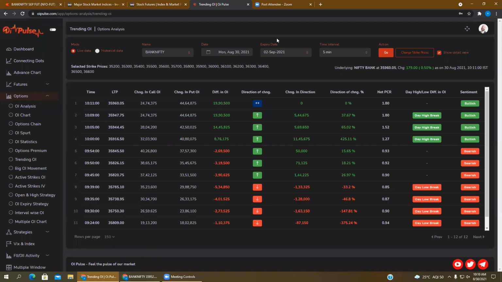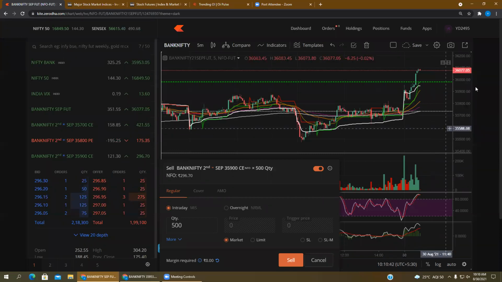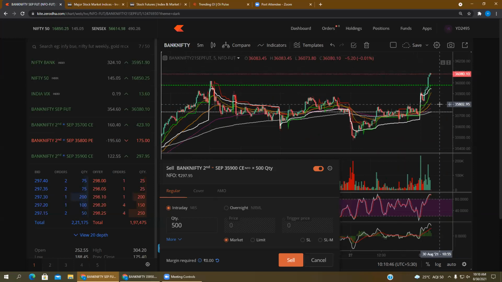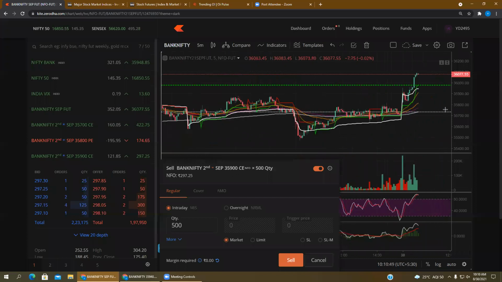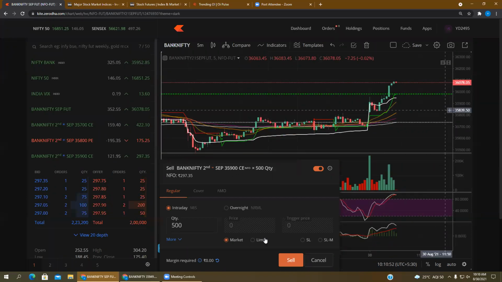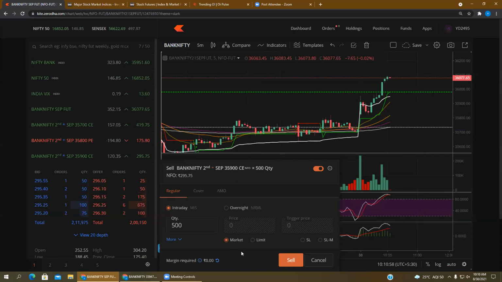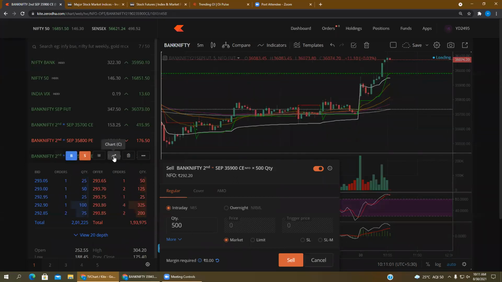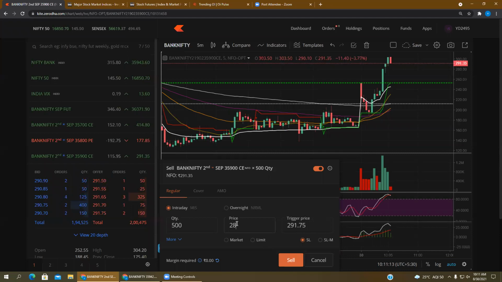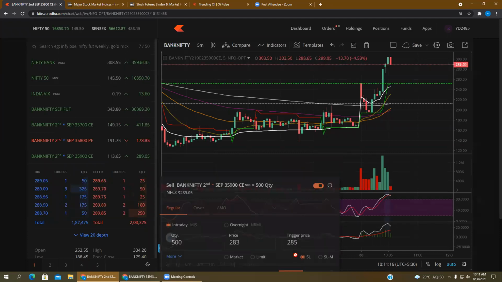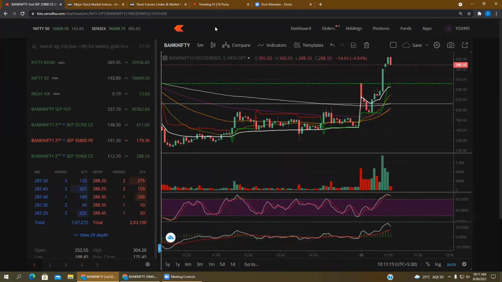Trending OI is positive now. 19 lakhs. So everything is looking good now for the upside. I have 500. The stop loss for this 500 is 285. The low of this candle is my stop loss. I'll put it in the system. 285. I put it in the system, 500 stop loss.